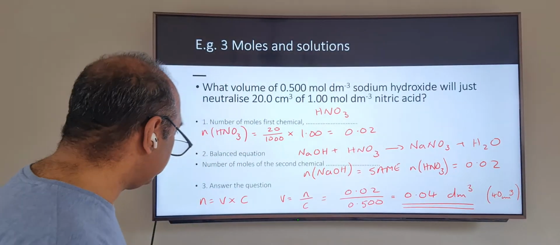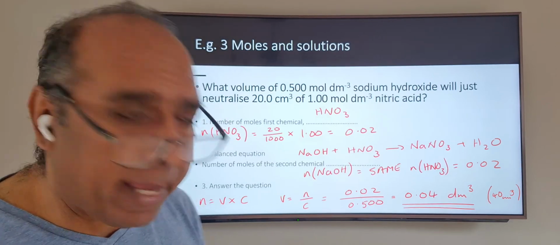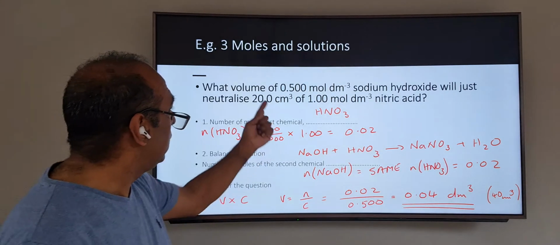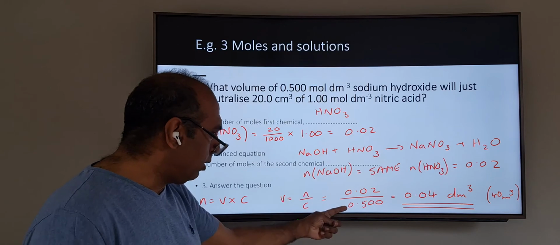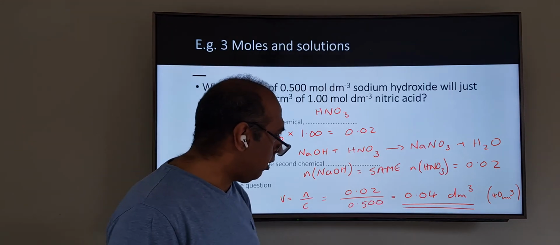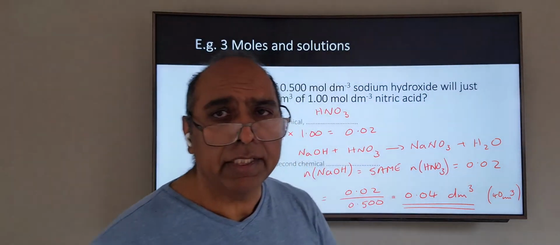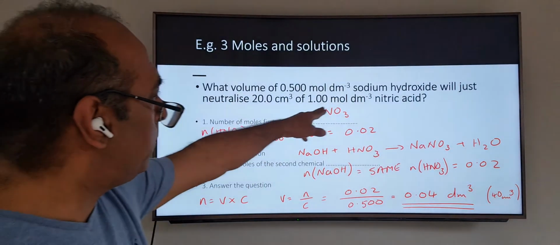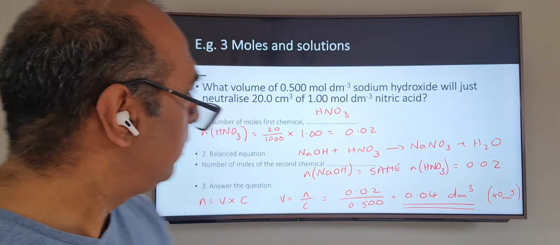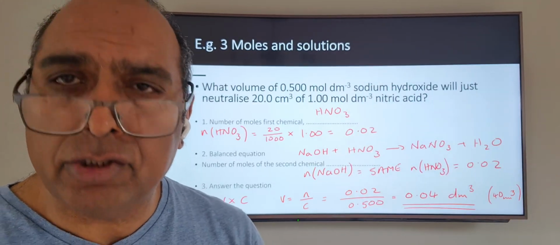And finally, you've got to answer the question. We're going to use the solutions number of moles mathematical equation again and rearrange it, because it wants the volume. Volume is number of moles over concentration. The concentration of sodium hydroxide is 0.5 molar, and the number of moles was 0.02. You divide the two and get an answer of 0.04 litres, which, if you multiply by 1,000, is 40 centimetres cubed. What volume of sodium hydroxide will neutralise 20 of that? Well, 40 of it will neutralise. So 40 of sodium hydroxide will be needed in that titration to make your indicator change colour.